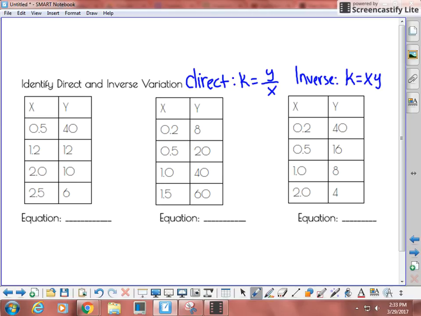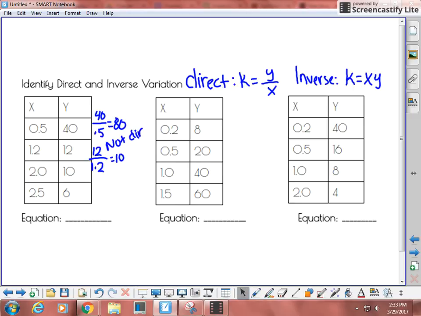So let's start out here trying to decide if this is direct or not. If it's direct, I'm going to do 40 divided by 0.5, because that's my y value divided by my x value. Well, 40 divided by 0.5 is 80. So let's check and see if the next one gives us 80 also. So I'm doing 12 divided by 1.2. And that is going to give me 10. Okay, so those don't match. So it is not direct.